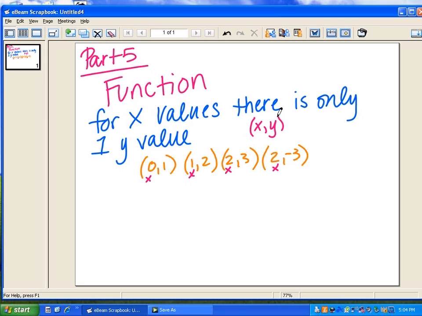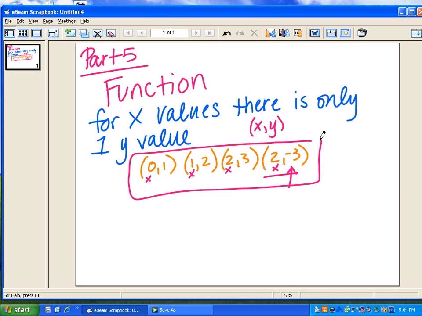When x was 1, y was 2. When x was 2, y was 3. But when x was 2 in this one, y was -3. That gives you a second value for y. And so if you're taking a look at this thing for the problem, then this is not a function because there is a second y value for that x equals 2.